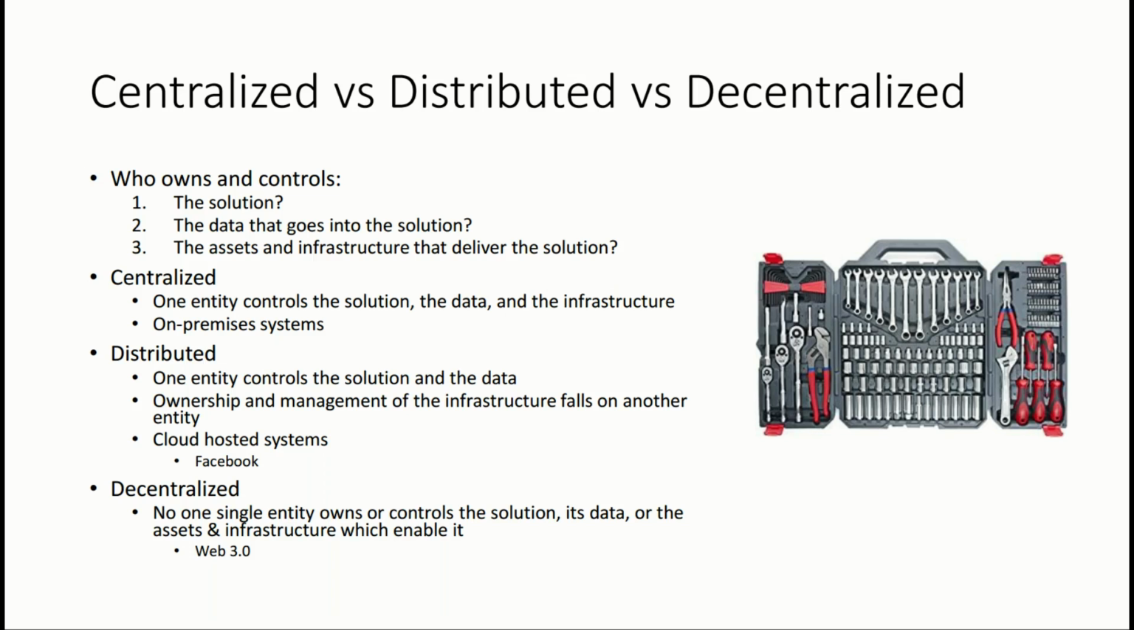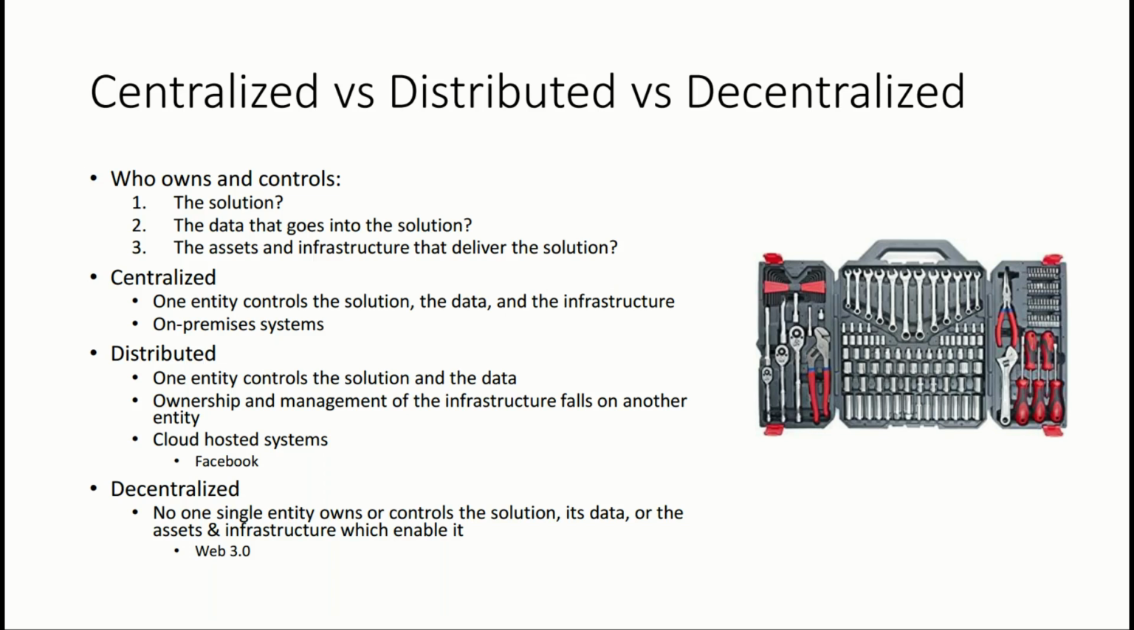In a distributed solution architecture, we still have one entity that maintains ownership and control of both the solution and the data that goes into the solution. But what we largely give up centralized ownership and control of are the assets and infrastructure which deliver and enable that solution. So Facebook is a great example of a distributed solution.